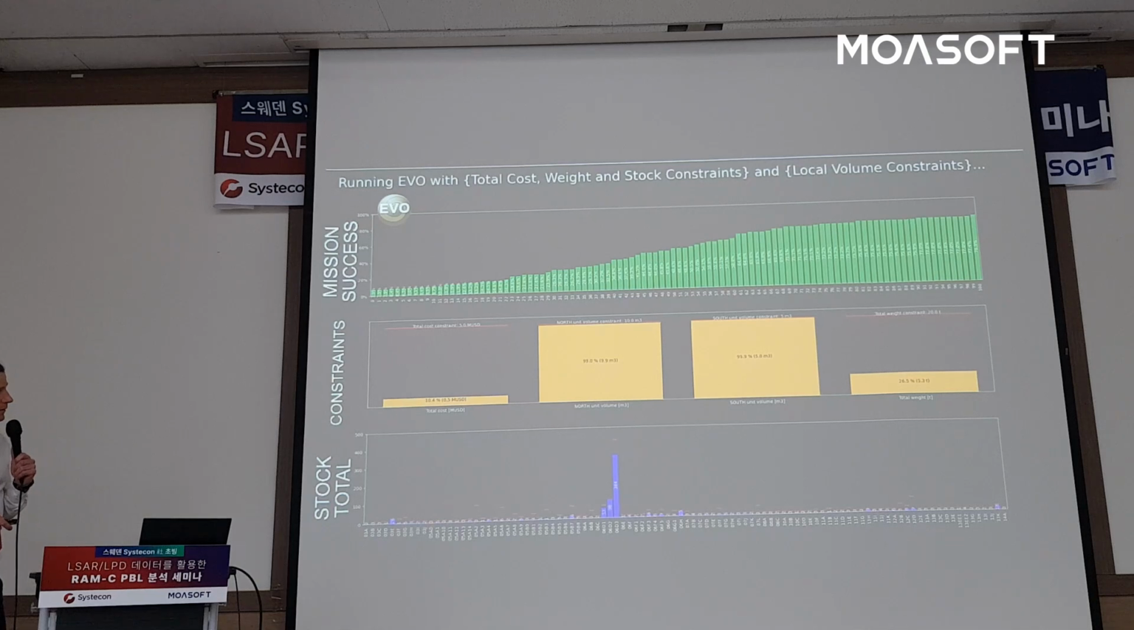And once again, the mission success has decreased. We had 86 before, now we're down at 79. So with another constraint, we have to accept that we decrease the mission success because this limits the number of spares that we can bring. And the maximum output here is 79%.